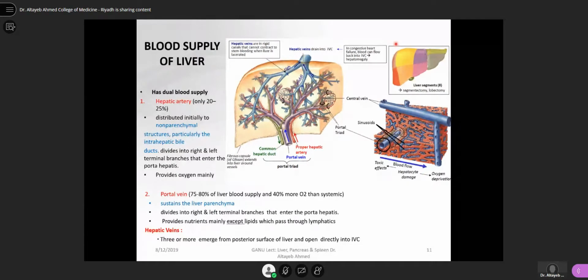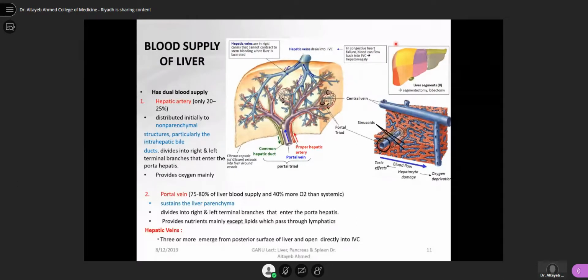The portal vein carries all nutrients apart from lipid, because the lipid goes to cisterna chyli, and from cisterna chyli they go through thoracic duct to come back through the blood. Okay, so portal vein carries all nutrients except for lipids. As I said, we have 3 or more hepatic veins. They are one of the stabilizing factors because they drain directly into the inferior vena cava.